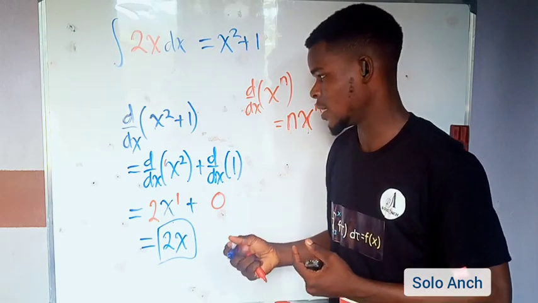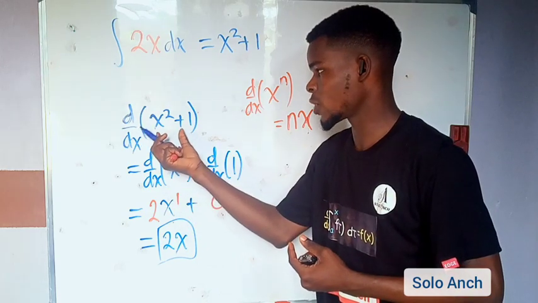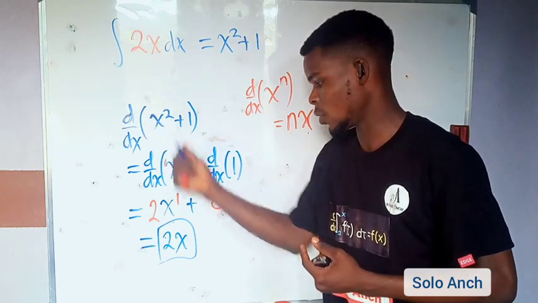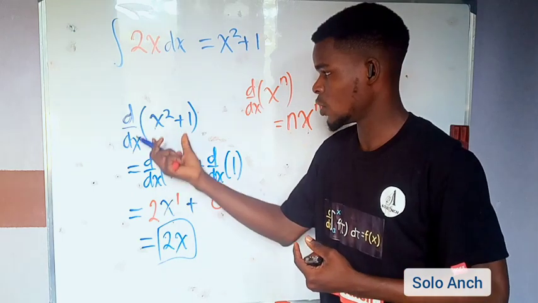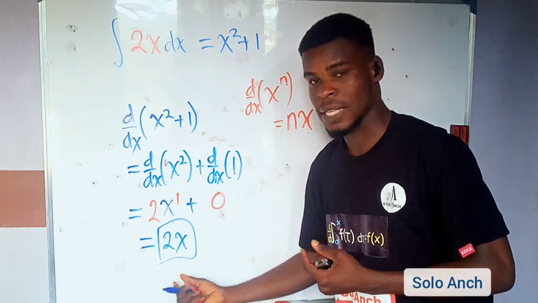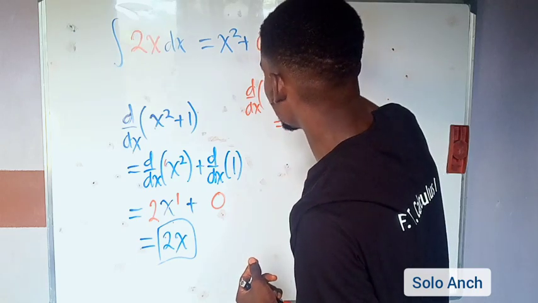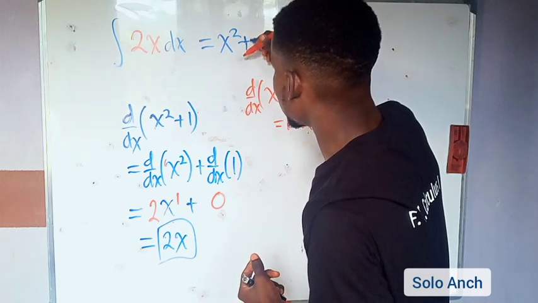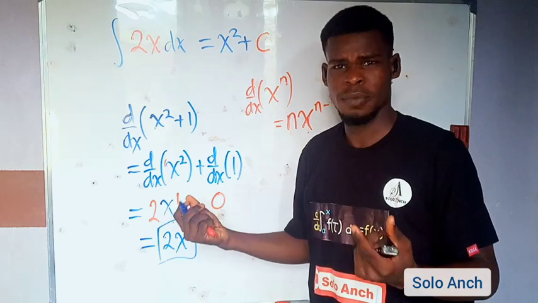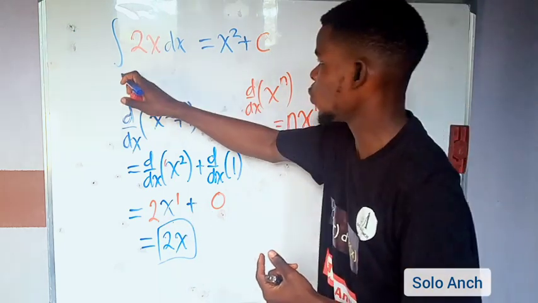But remember what I said, that even if we differentiated x squared only, that is x squared plus 0, the answer will still be 2x. Even if we differentiated x squared plus 3, the answer will still be 2x. So we cannot be sure of this one. Instead we say x squared plus some constant, where this constant can be any number in the real numbers. This is a good way to go.